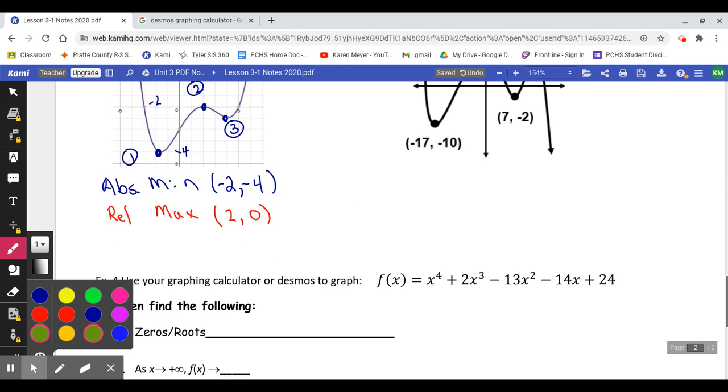The last one, this is a low hump. So once again, a low hump is a minimum. Is it an absolute or a relative? Well, it can't be an absolute because we've already named that. It's not as low as the other one. So this one has to be a relative. And then list the ordered pair for that one. And it looks like we got 4, -1.